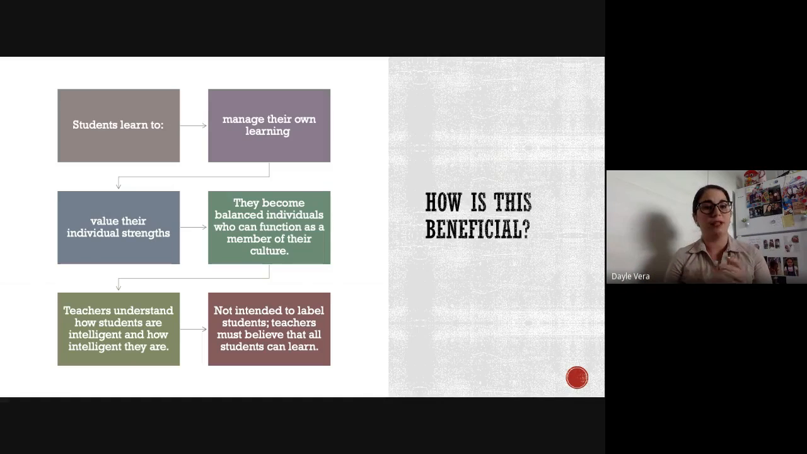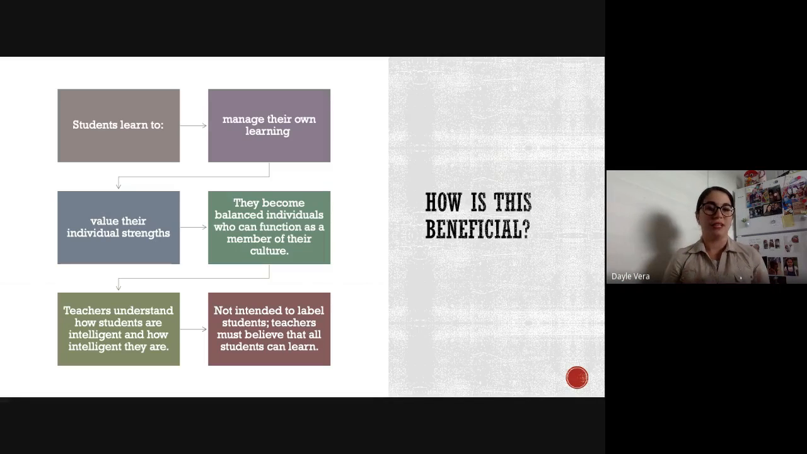This will also value their individual strengths, and they become balanced individuals who can function as a member of their culture, meaning they're not just good at math or good at language. They're able to bring every section of the intelligence into culture, and that is very important because we want individuals that are able to handle positions that require a lot of demand, and this is how it's built.